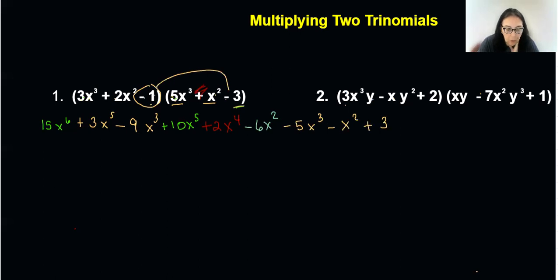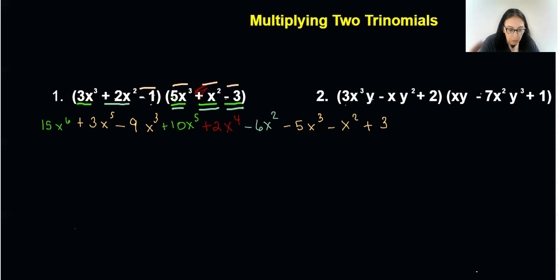So what did we do here? Let's just take a quick look again. So we took our 3x cubed and multiplied it by each term. Then we took our positive 2x squared and multiplied it by each term. And then finally, we took our negative 1 and multiplied it by each term. And this is what we got.